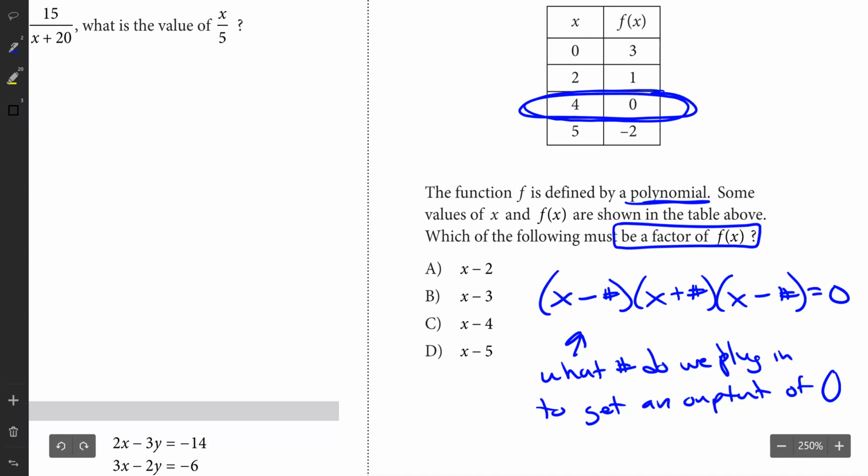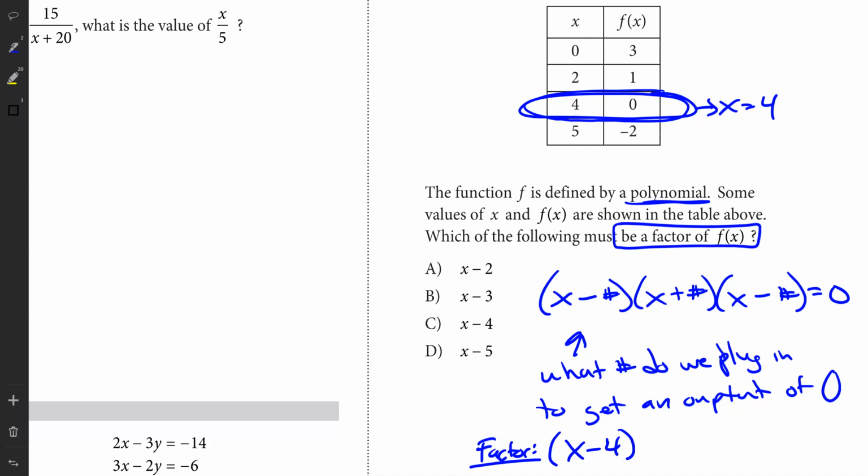You can see how you're plugging in x equals 4. So x equals 4. So one of the factors must be x minus 4. Okay, because if I plug in 4 there, I would get 0. So the factor is x minus 4. So your answer is letter C. Common error for people would be to select this first one. That is not a factor. That would be what we call a y-intercept, right, when x is 0.